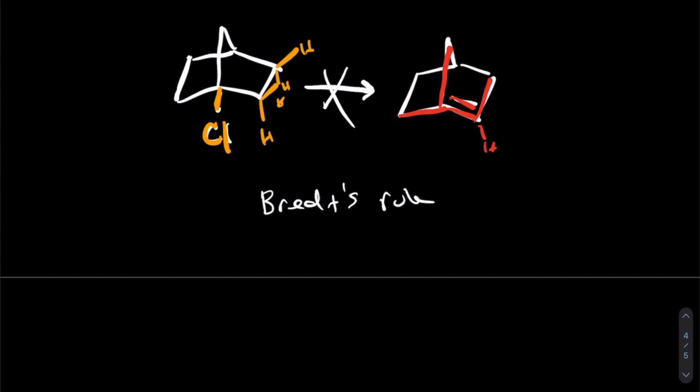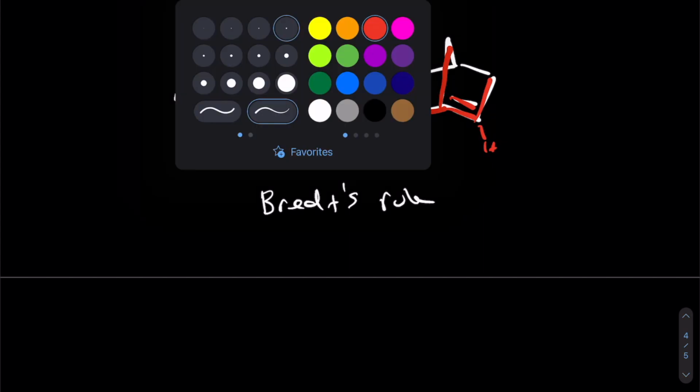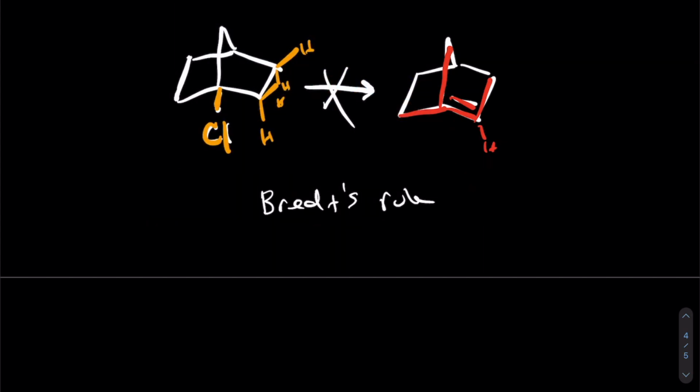That's not to say that all bridge systems are going to be problematic. You can actually have good elimination with other bridgehead systems. In particular, you can have good elimination in Decalin. So Decalin also looks like this. This is a system that is a bridge system. All right.